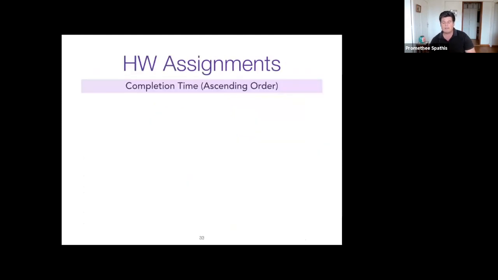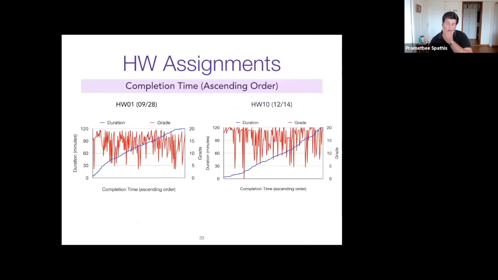So in order to analyze this, we're downloading the reports again, and here I present 2 homeworks, homework 1 and homework 10, which was one of the last ones that I needed to take in December. What I plot here is, for all the submissions, I took the increasing completion time. So blue is the duration, and the grade is in red, and you can read the grade out of 20, which is on the y-axis on the right.